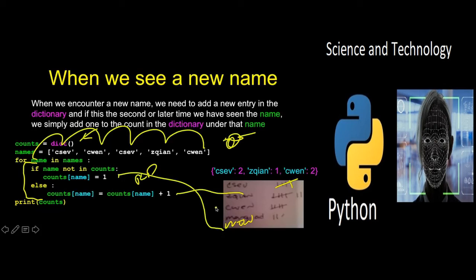You start with an empty dictionary, and you do this long enough, and at the very end, it will print out the histogram that you're looking for. And so you say, oh, we've seen csev twice, gen once, and chen twice. And so that's the idea. And this can run 1,000,000 times if you want.